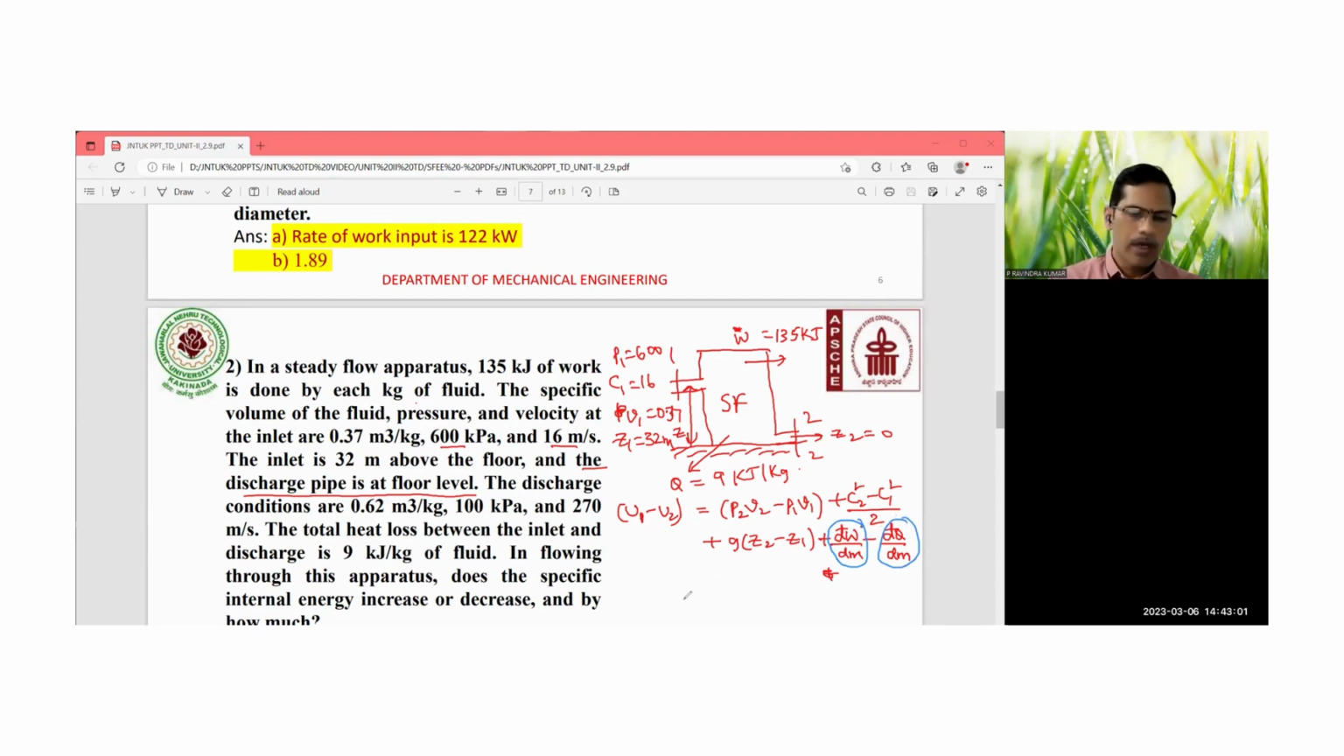It is the flow rate. Here the flow rate is not mentioned in the steady flow. 135 kilojoules of work is done by each kg of fluid, the specific volume of the fluid. So nowhere is the flow rate mentioned. That's why it is d bar W by dm and d bar Q by dm, right?